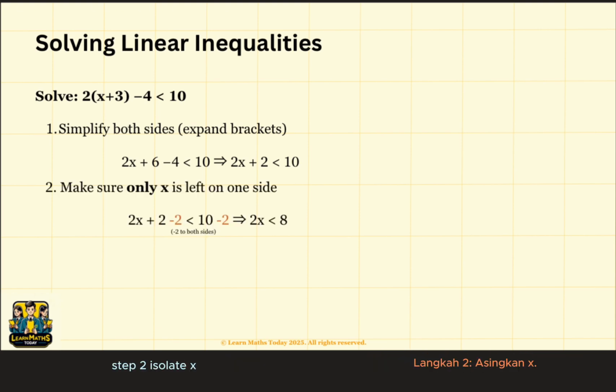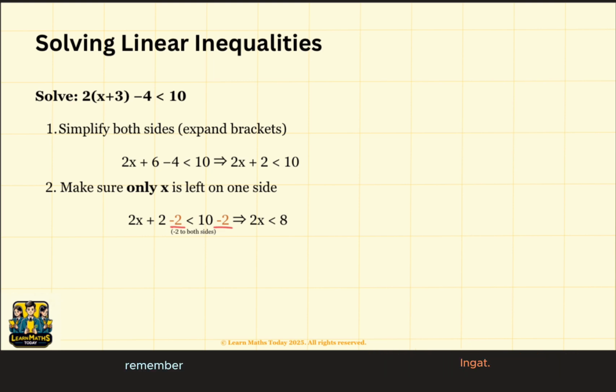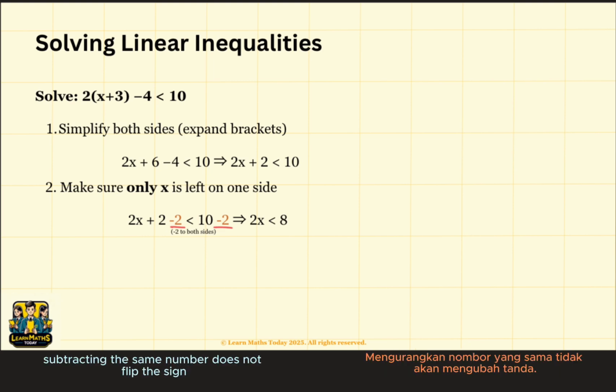Step 2. Isolate x. Subtract 2 from both sides to leave x alone on one side. Remember, subtracting the same number does not flip the sign.